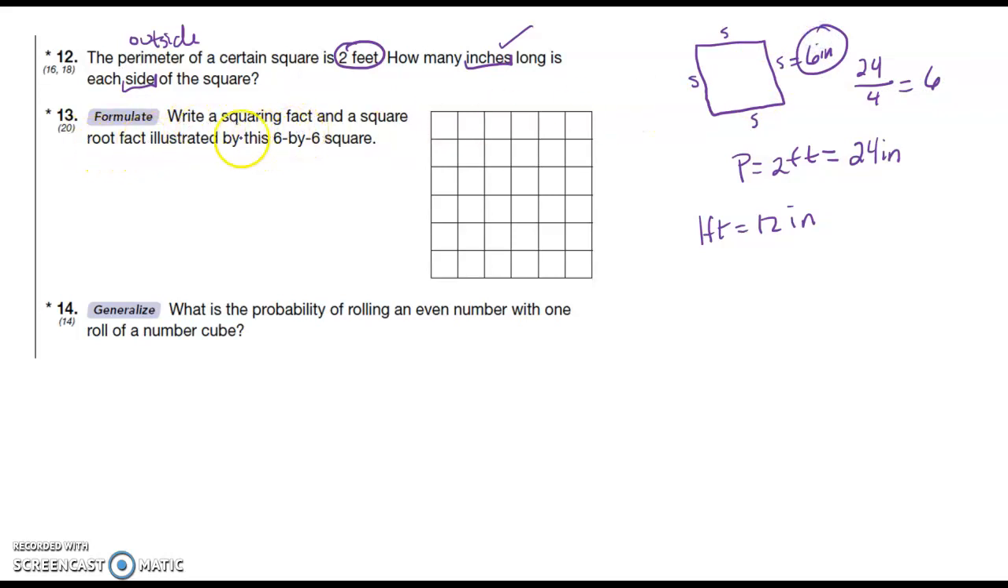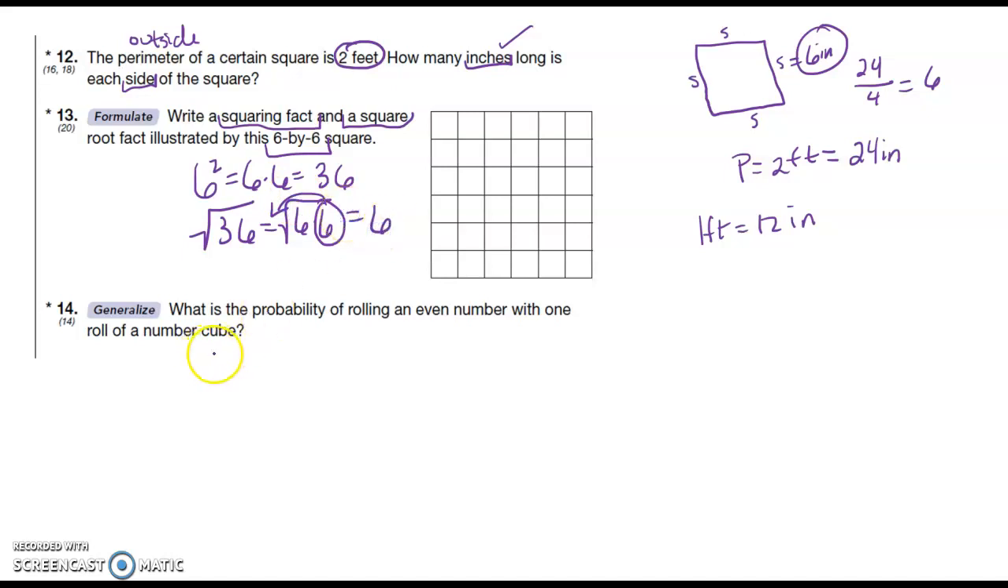13. Write a squaring fact and a square root fact about this 6 by 6 square. So what they want to see is 6 squared, 6 times 6, which is 36. And then the square root of 36 is the square root of 6 times 6. 2 in the house, you take 1 out. That's all they want to see.